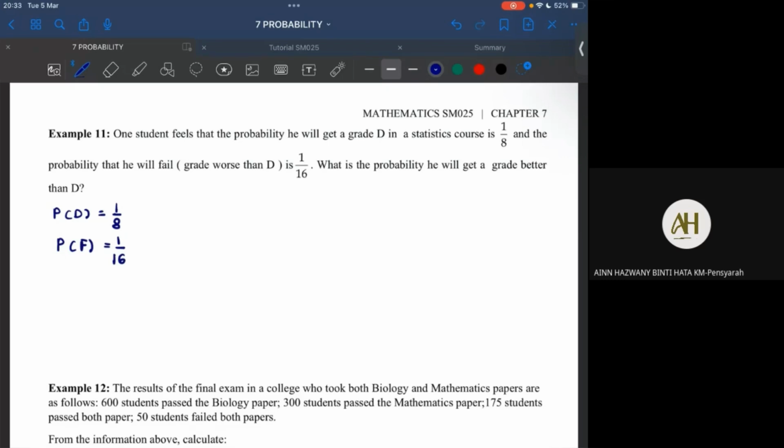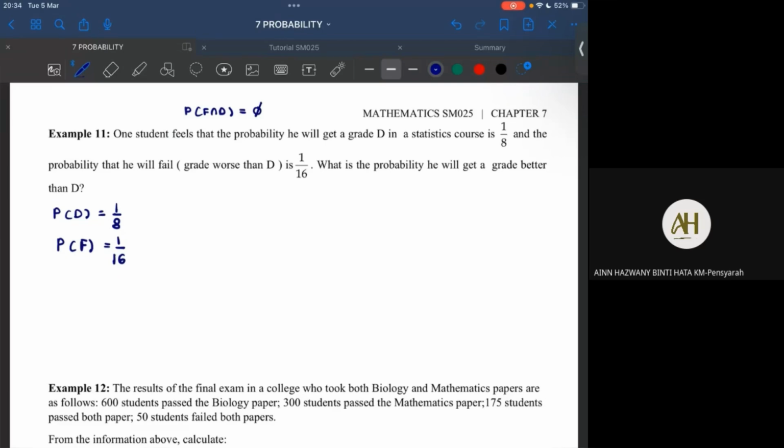So we know that this is a mutually exclusive event where P(F intersect D) does not happen. It cannot occur at the same time. Itu maksud mutually exclusive. So ingat, mutually exclusive ialah grade kamu tak boleh jadi A dan B pada masa yang sama untuk subjek yang satu subjek lah. So the question asks, what is the probability that he will get a grade better than D?